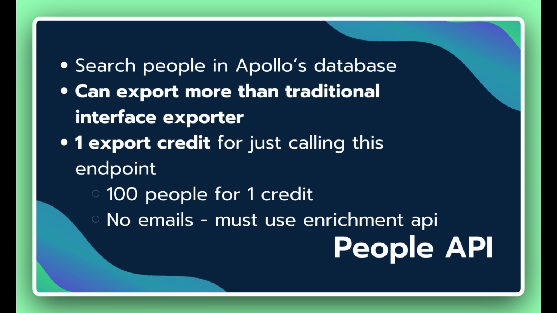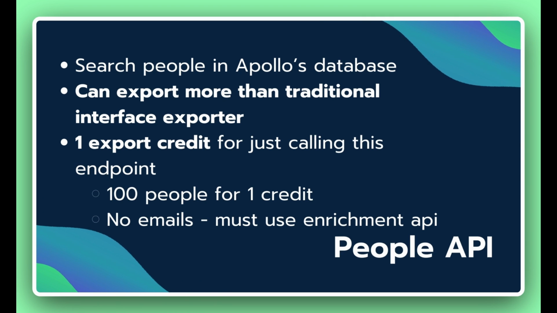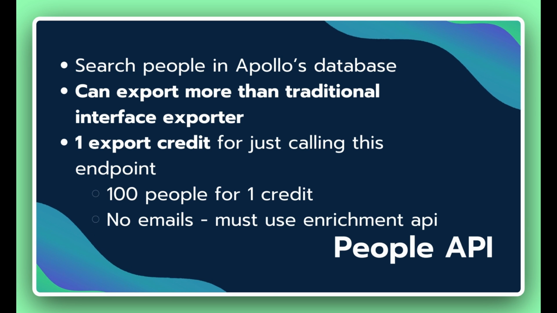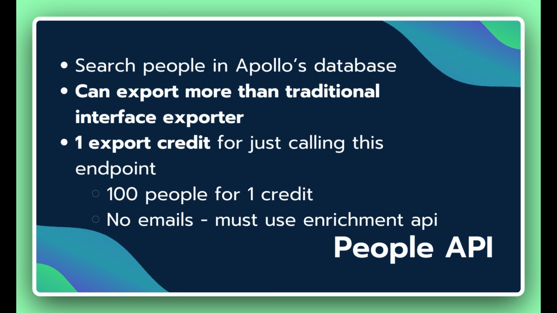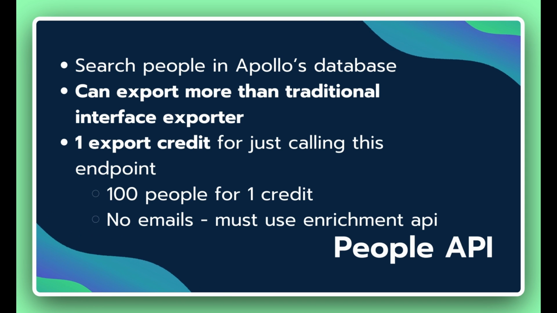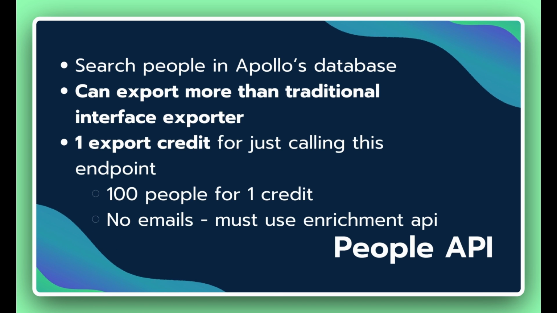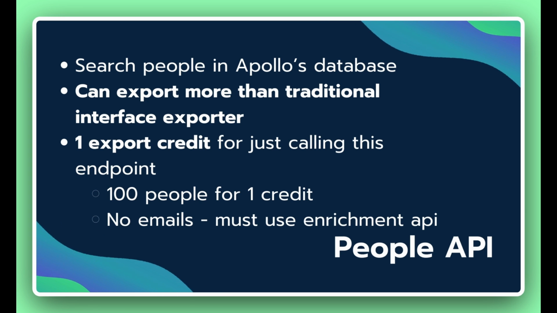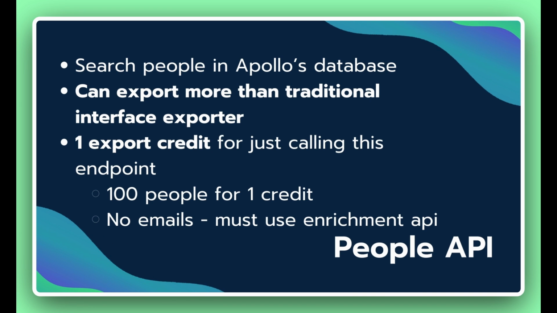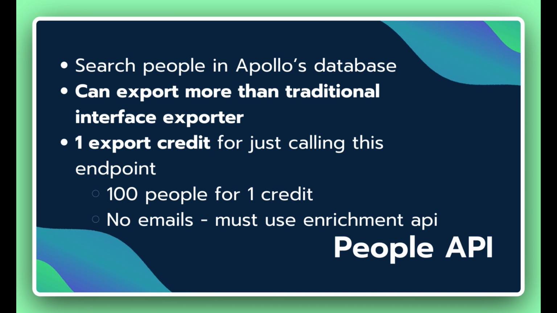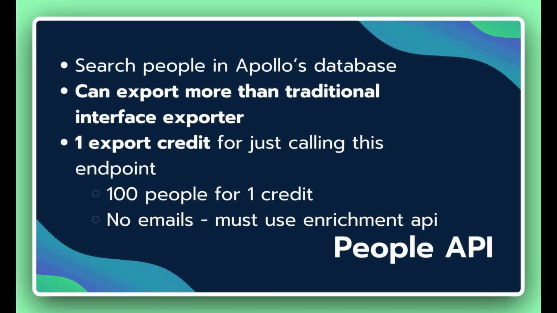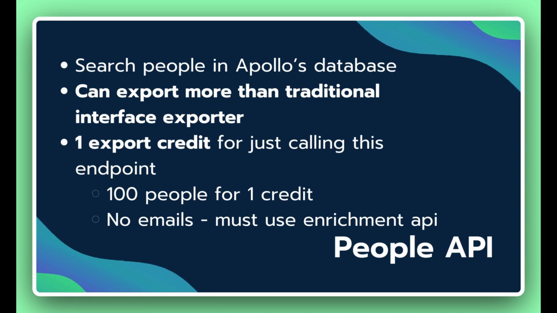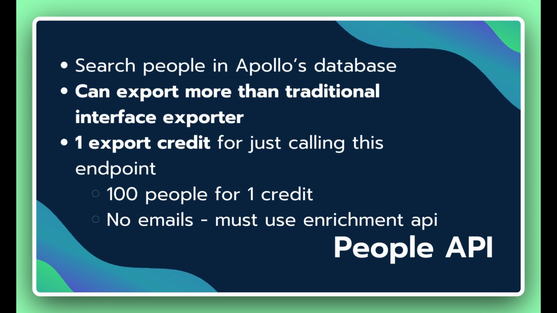The People API allows you to search for people in Apollo's database. This is similar to how you would search through Apollo by adding filters and choosing what you want to see. Okay, I want to see this type of person. Well, this is exactly doing the same thing, but now through the API. You can export much more than the traditional interface, and you have 1 export credit for just calling this endpoint. So essentially you can have 100 people for 1 credit. This doesn't give you any emails, so that's where the Enrichment API that we just went over comes in.